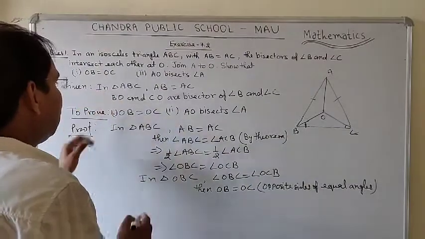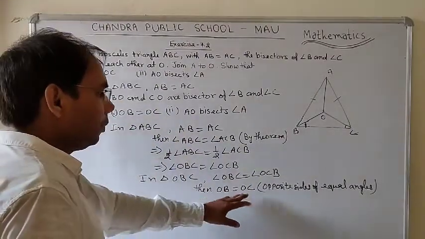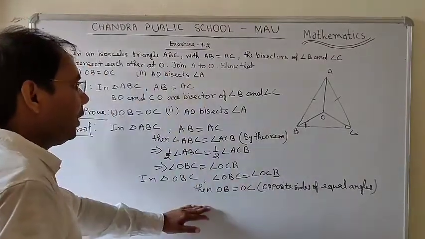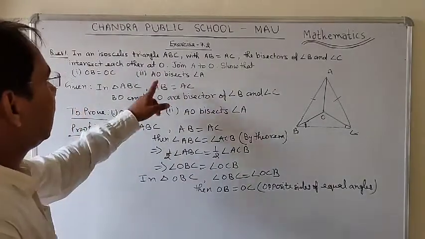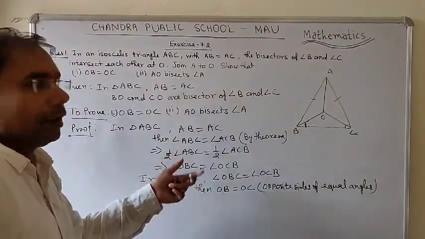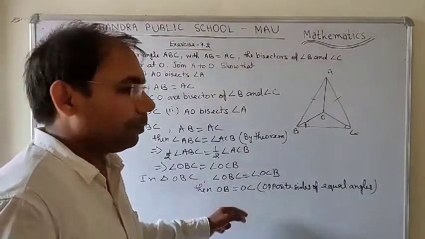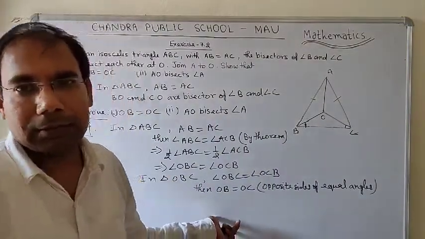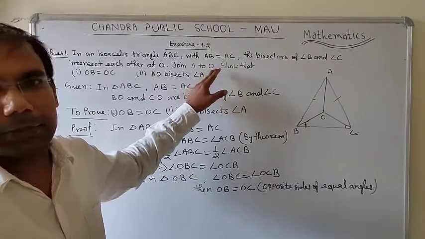So the first part is proved. OB equals OC, that is proved. So kindly note down that, and after that I will give the complete explanation of the second part.